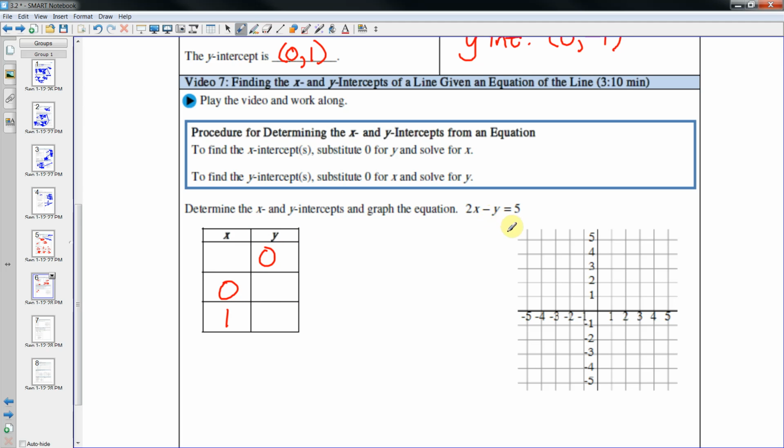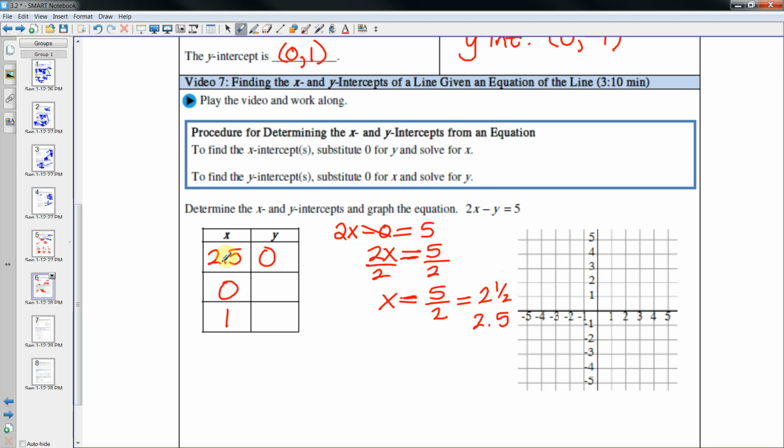So if I'm going to find my x-intercept first, I'm going to put in a 0 for y. So 2x minus 0 equals 5. So then 2x equals 5. Divide by 2. X equals 5 halves, which is 2 goes into 5 2 times with 1 left over, so that's 2.5, or we're going to put 2.5.